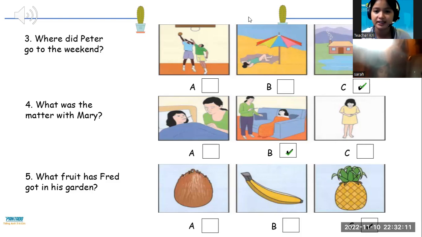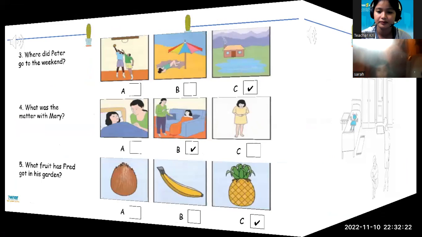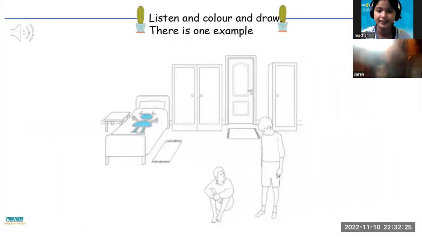Okay, so this time we will be moving to the next part of our activity. Okay, so let's listen to the audio and then color and draw something. Okay, so please listen to the audio very well.